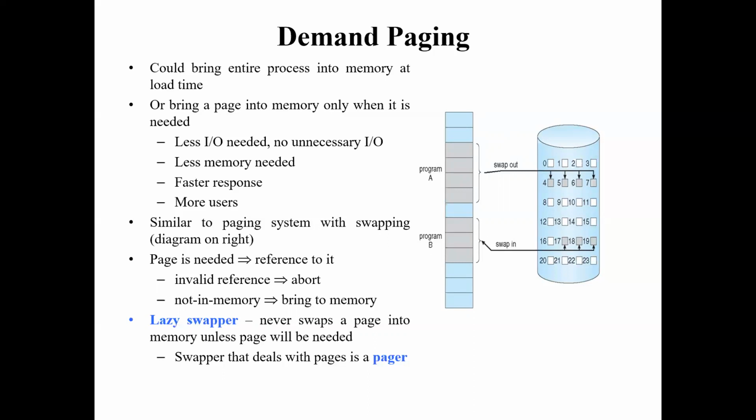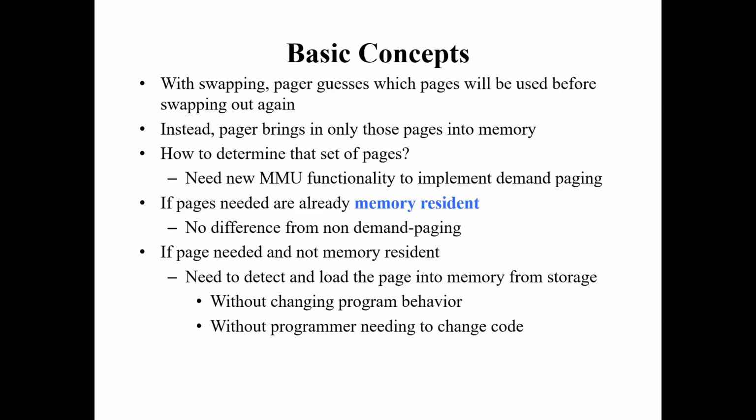Next one is lazy swapper. This lazy swapper never swaps a page into the memory unless the page will be needed. The swapper that deals with the pages is called the pager. Before swapping out a particular page, this pager will guess whether this page will be needed in the future. If it is needed in the future, it won't swap out the page, and it will swap out the page which will not be needed in the future and bring in the desired page. If the page that is needed is already there in memory, it is called memory resident.